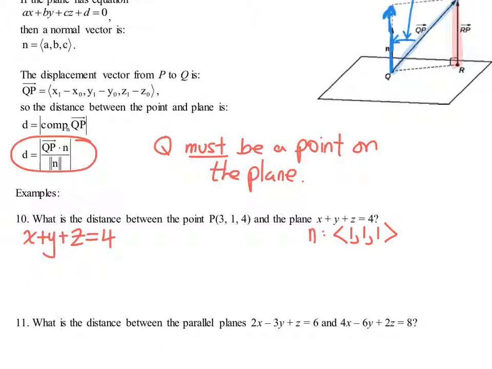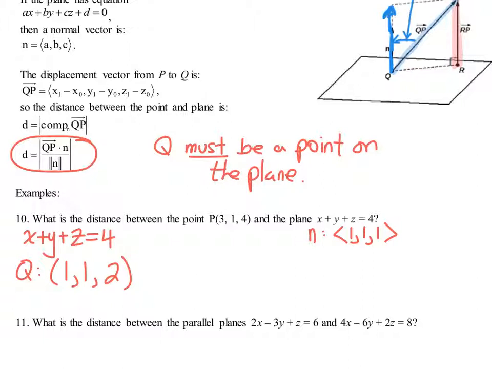What that means is if I can come up with an x, y, and z value that satisfies this equation, I'm good. And anything will do. So for Q, I'm going to let it be 1, 1, and whatever z has to be in order to equal 4. So 1 plus 1 plus z equals 4. z would be 2. You might say, I want to go even simpler: 0, 0, and then 4. Anything that satisfies this equation would necessarily be a point on that plane.